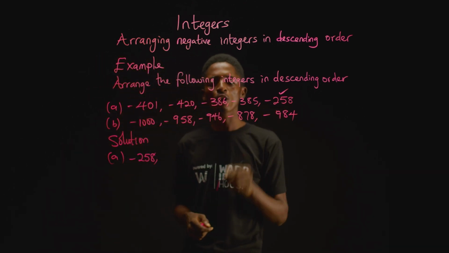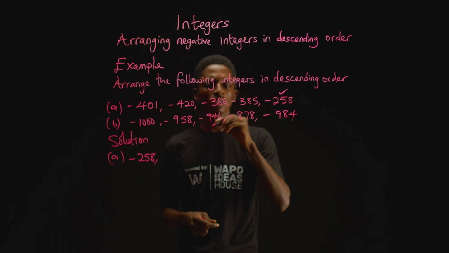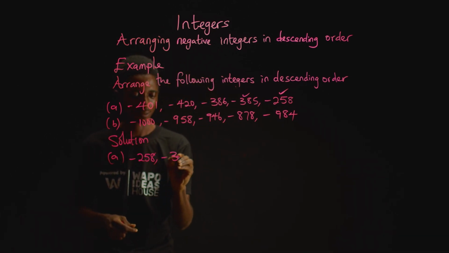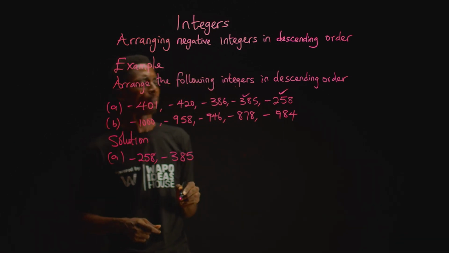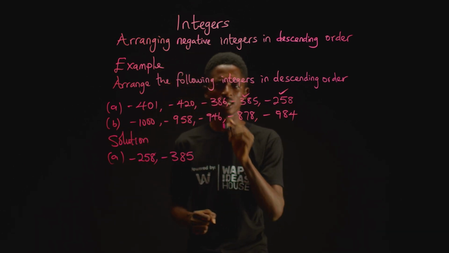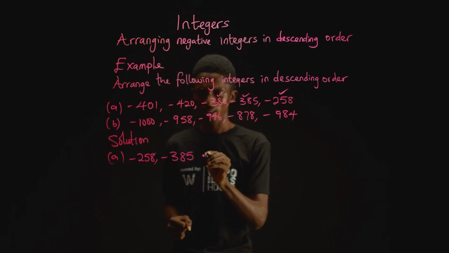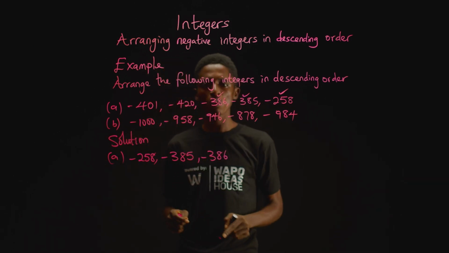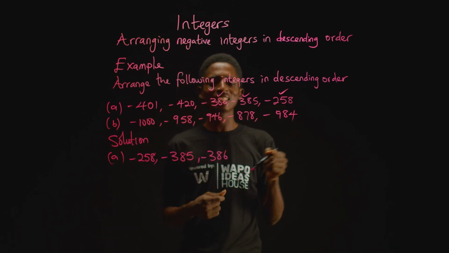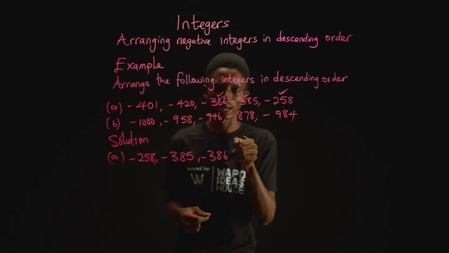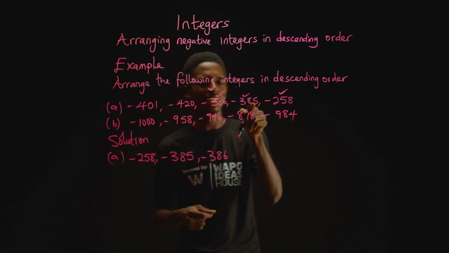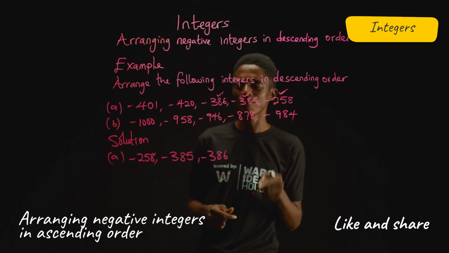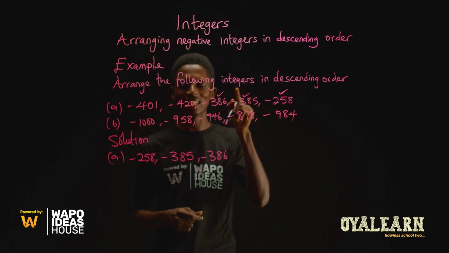And then, followed by this, we have the minus 385. Please do not be confused by their digits. The next one would be minus 386. If you consider these two we have just written now, they have similar digits except their last number. In this case, we have 6 and 5. So that is why we have minus 385 larger than minus 386.